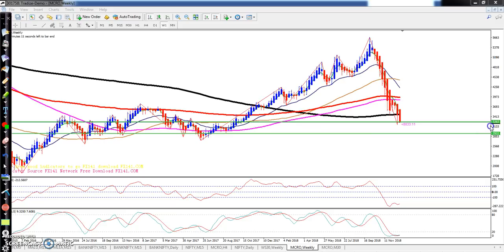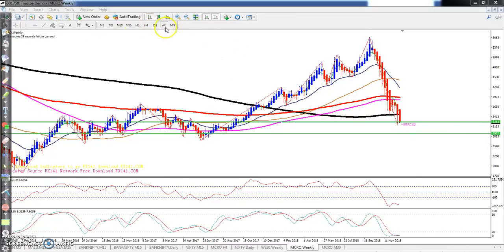So once they break this level, my next target is 2932. After breaking this level, I think it will come down to this level. And here you can see I placed a supporting zone previously. You can see around 1, 2, 3, 4 touches are there, around the 2932 level.